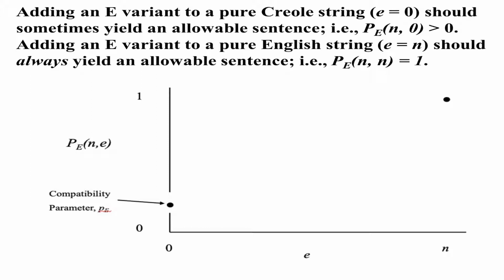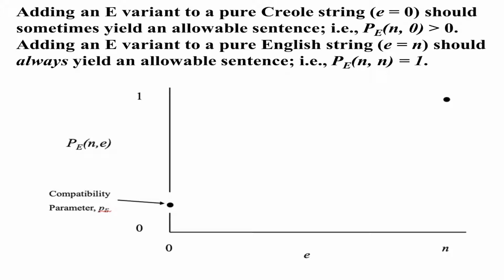So this is a parameter. I'm going to call it compatibility, because it is the probability that E and C go together. They are compatible. They can co-occur. That's why I use the word compatible. And if you have a string of length N, all of them a pure English string, and you add an English variant, you're going to still have an allowable thing. So this probability, when E is N, must be 1.